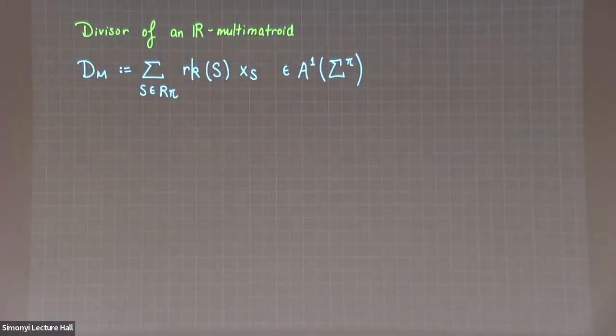Okay, so now we want to define divisors of multimatroids. D of M is equal to a weighted sum of the x_S, where the weights are the rank of the set S. And recall that x_S is the generator of the Chow ring.